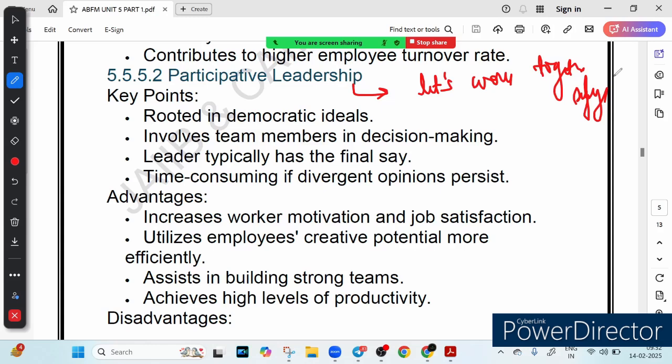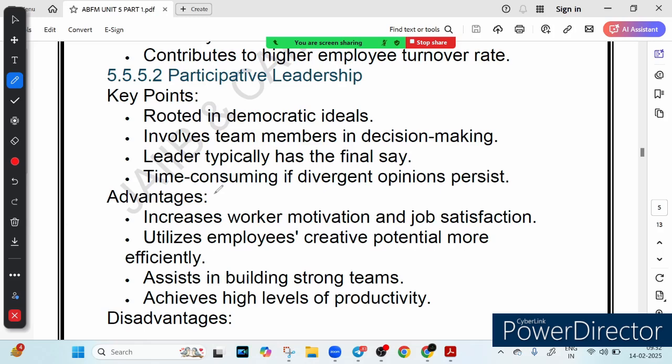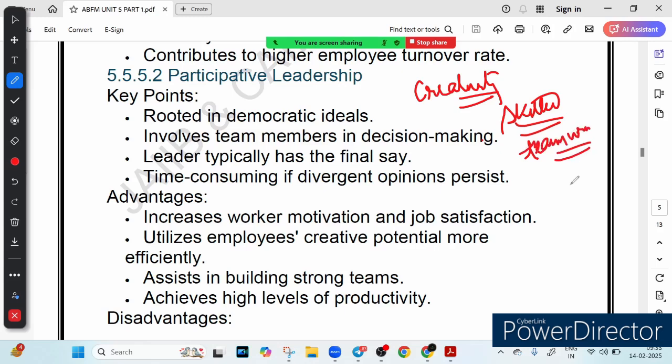So now the question is, when does this participative leadership style work best? When creativity is needed. Whenever you need creativity, this model works best, right? Second, when employees are skilled and can contribute valuable insights. And when teamwork is the priority, this leadership structure also works. So I have told you 3 points.